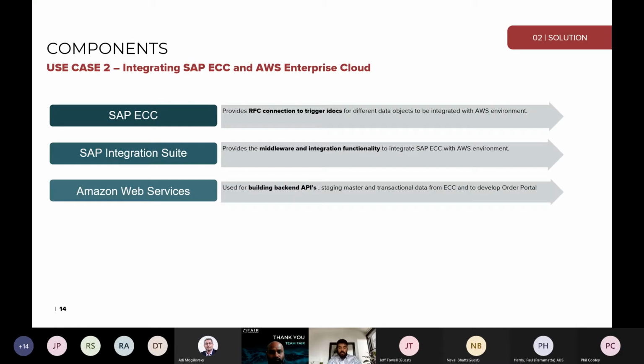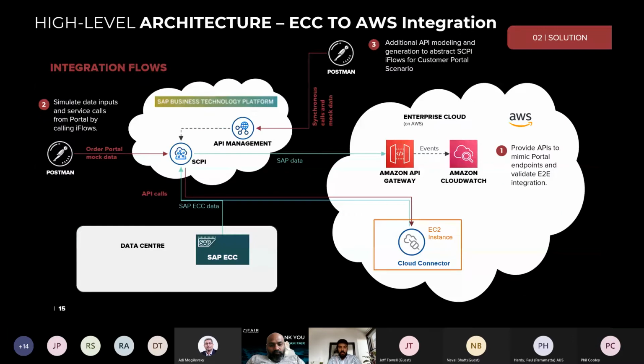The third component here is Amazon Web Services. Amazon is used for building the backend APIs, staging the master and transactional data received from the ECC environment, and developing the order portal in the AWS environment. These were the three major components we used, and SAP Integration Suite works really well in this use case because we had all the pre-packaged content available.